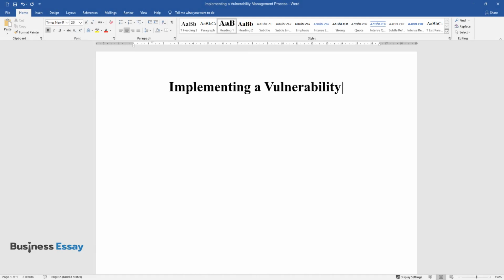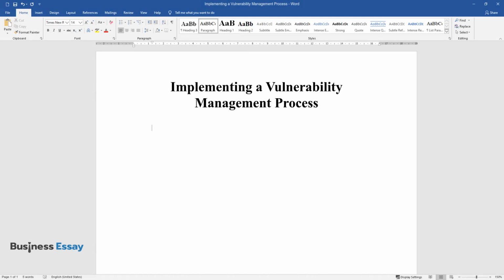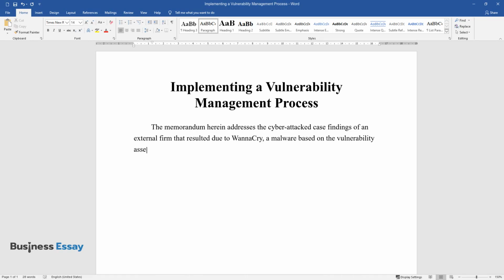Implementing a vulnerability management process. The memorandum herein addresses the cyber-attack case findings of an external firm that resulted from WannaCry, a malware, based on the vulnerability assessment performed.